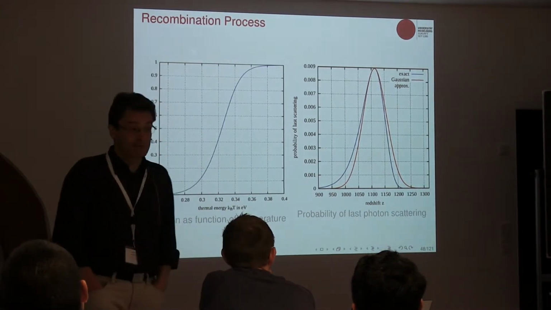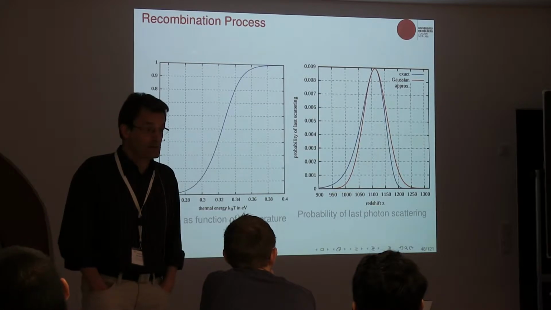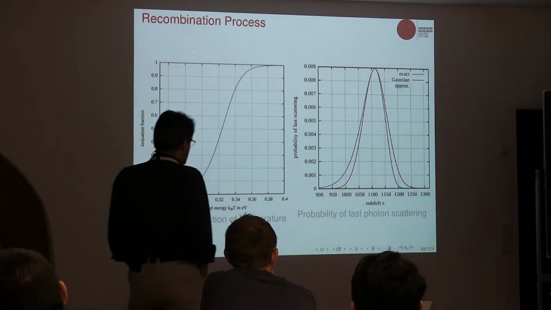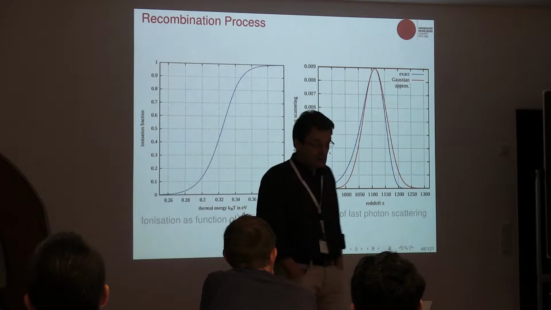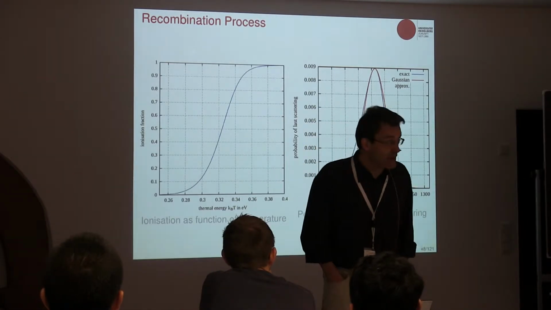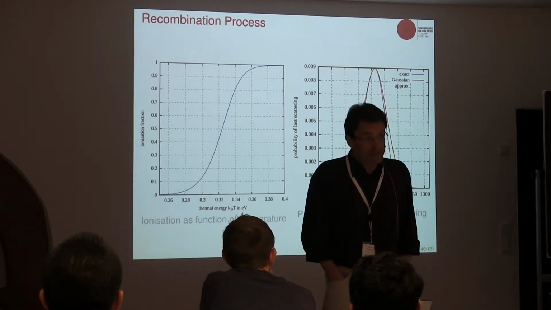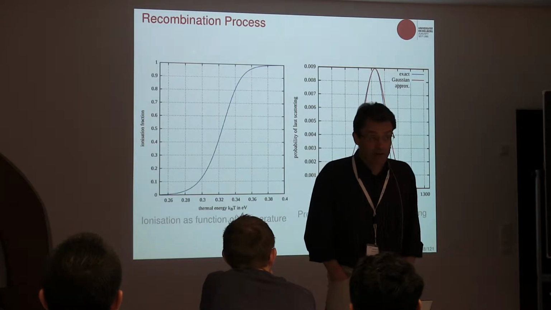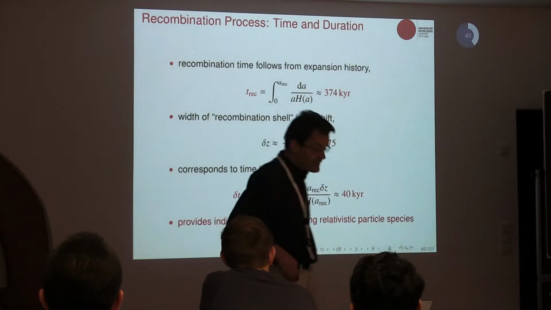And you see that this curve has a finite width. So in other words, the release of the photons in the early universe does not happen instantaneously. It takes a while. And it's important to see how long it takes. It's easy to calculate.